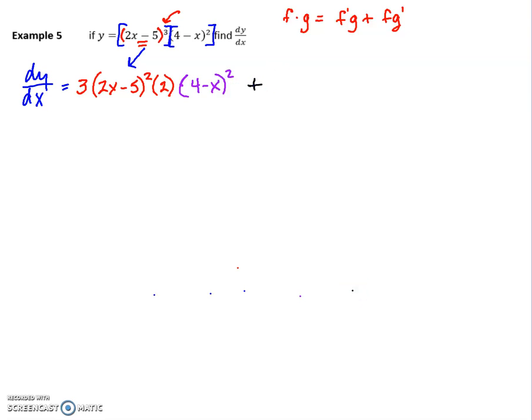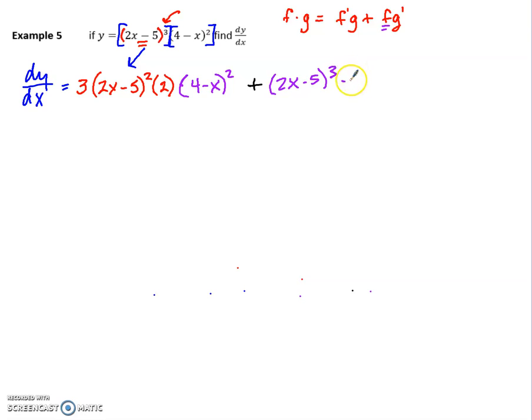Now I'm going to take the derivative. Well, actually, I'll do f times the first part, 2x minus 5 to the third, times the derivative of the second. So the derivative of this, here's another chain rule. I've got a power and then a function.